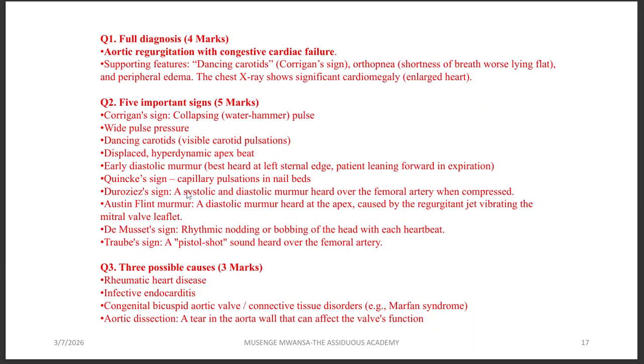There are also some signs which you've not read on in your rubric. Duroziez's sign, which is a systolic and diastolic murmur heard over the femoral artery when compressed. In case you can't remember the name, just mention the statement. Austin Flint murmur, a diastolic murmur heard at the apex because of the regurgitant jet vibrating on the mitral valve leaflet. There is also the Traube sign, which is a pistol shot sound heard over the femoral artery. So these are signs which point to regurgitation.